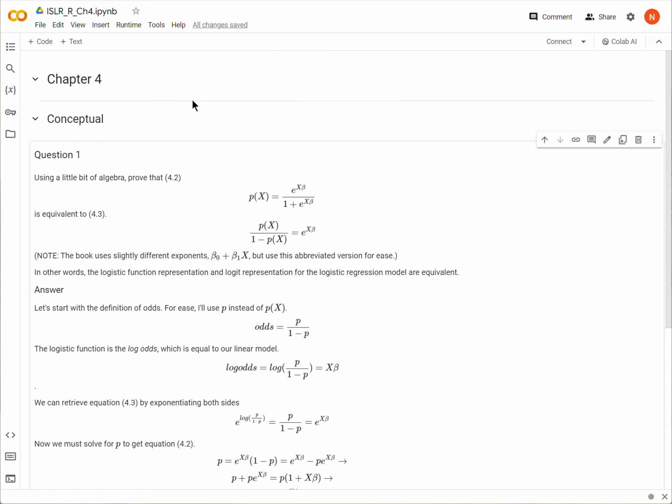Okay, so we are on to Chapter 4 of An Introduction to Statistical Learning, in the second edition. So we are in the conceptual parts and question 1. Question 1 deals with logistic regression.